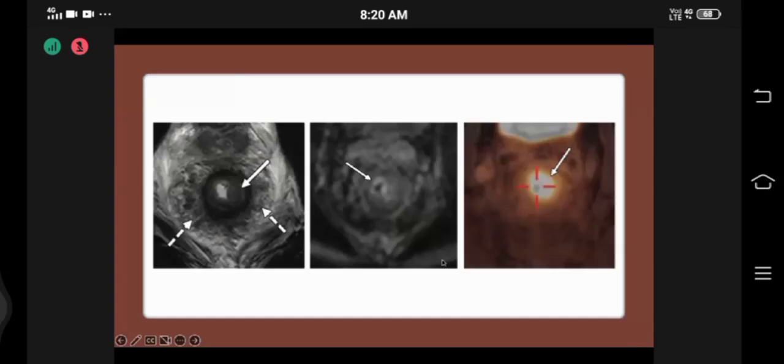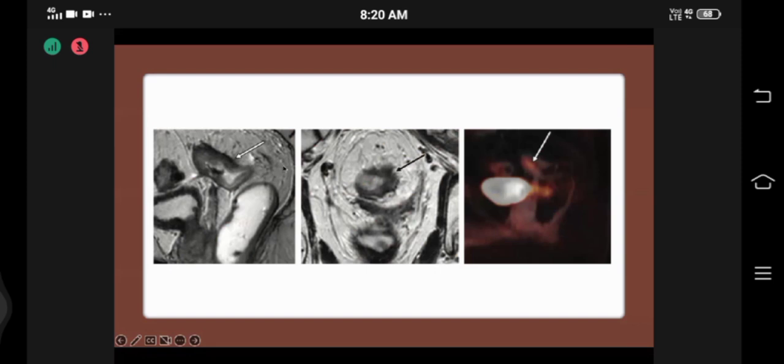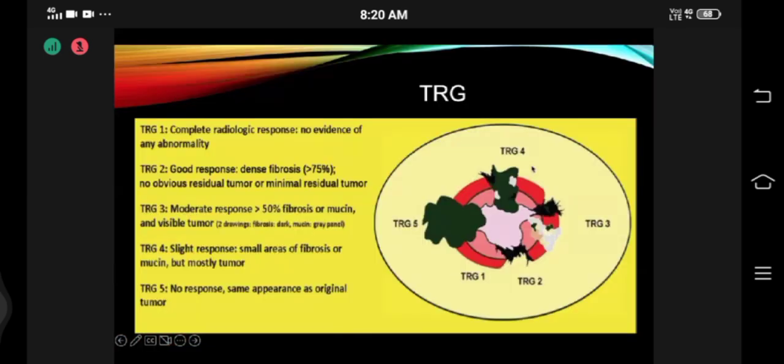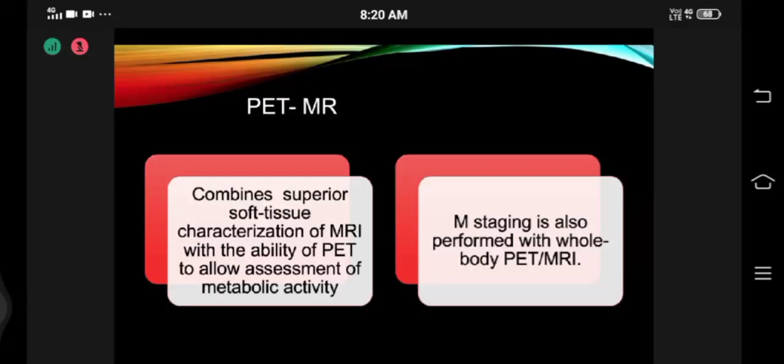So this is a PET scan and this is the tumor, which is extensive fibrosis and which is lighting up on the PET scan. So this is again post-RT change with edema, which is showing uptake on PET scan. Again, TRG is to see how much residual tumor is present. Again, PET-MR is sparingly used. We have very few centers, but it might add value to the present MRI.